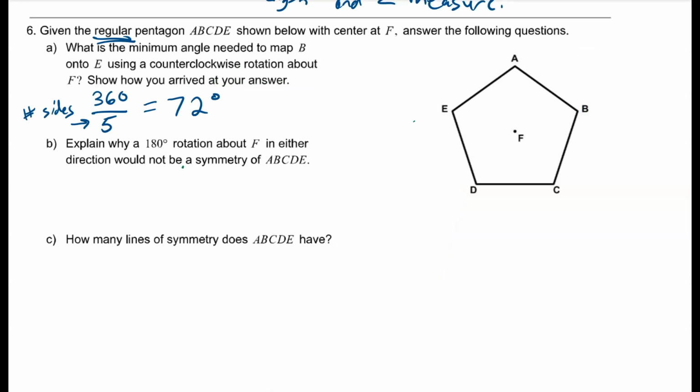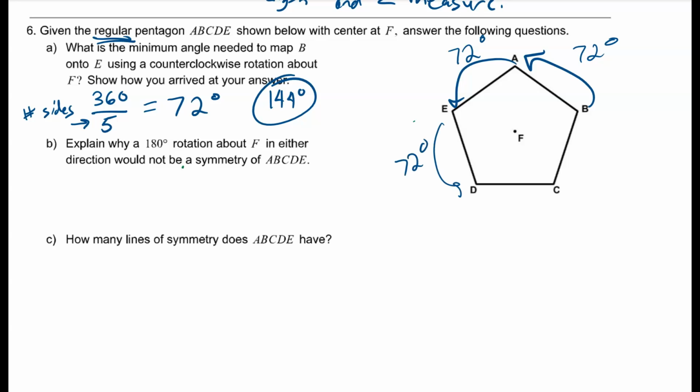But that would only take B over to A. And I want to get B to E. So I'm thinking to myself, it wouldn't have to be just one 72 degree rotation. It would have to be two 72 degree rotations to get B to land on top of E. So that's 144 degrees. If I wanted to get to D, I would just go another 72 degrees, and so on and so forth. So the question is, why isn't 180 degrees a rotational symmetry for this figure?